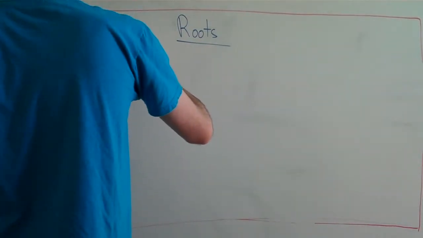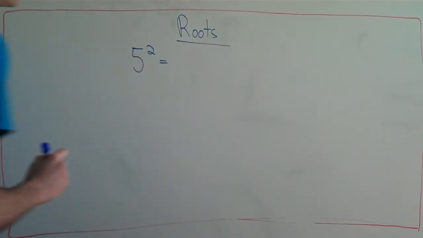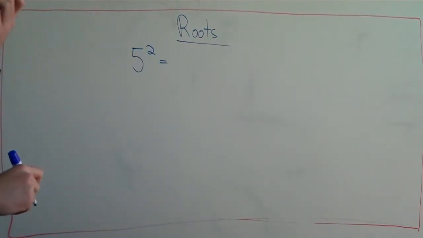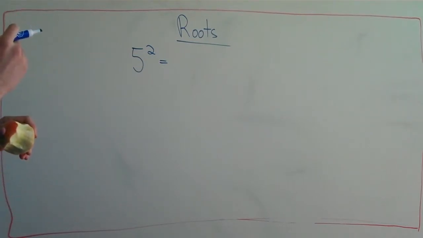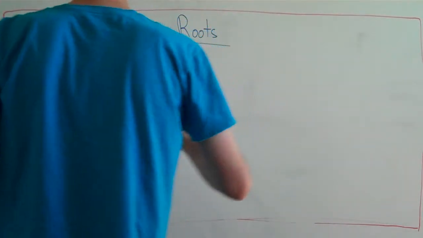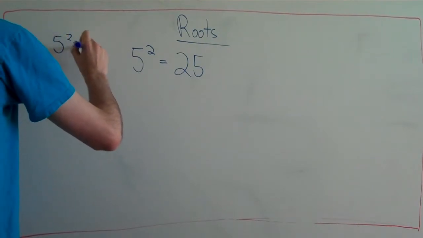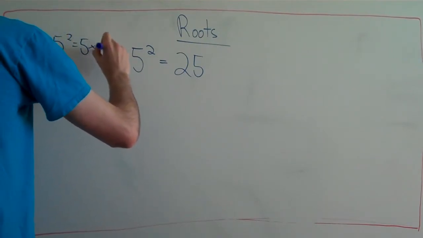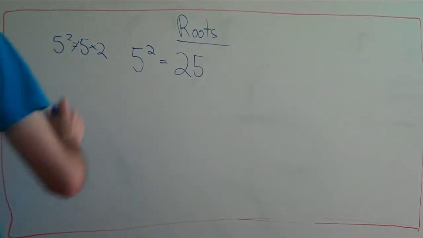Now, we already know something very similar to roots. We already know about exponents. What does 5 squared equal? It's 25. Don't forget, the most common mistake with exponents is people think something like that equals something like this. Are those two equal? No, not equal.